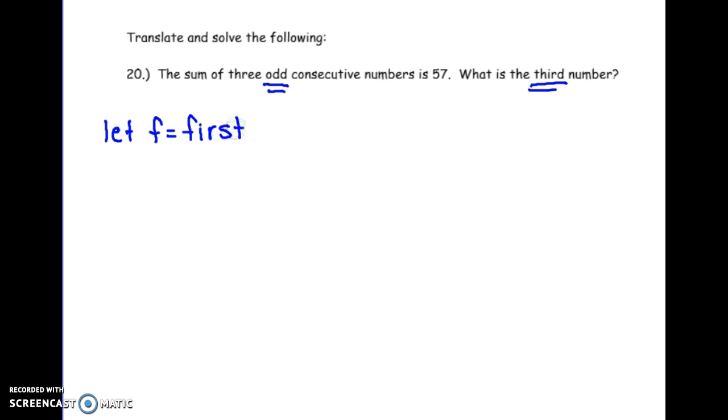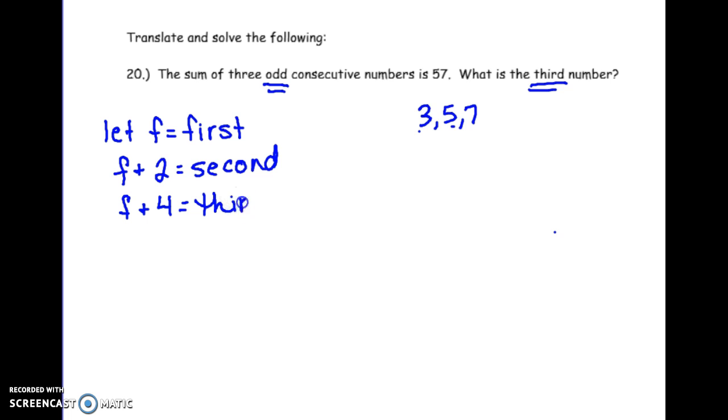Now, if f is the first number, the second number, because they're odd, think of numbers 3, 5, and 7. They're all odd, and they're consecutive. In order to get from 3 to 5, I actually have to add 2. So that's going to be the second number because we're adding 2. We're looking for the odd consecutive numbers. If I want to get to the third one, I would actually add 4.